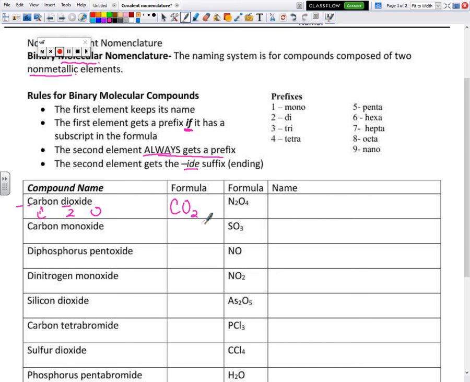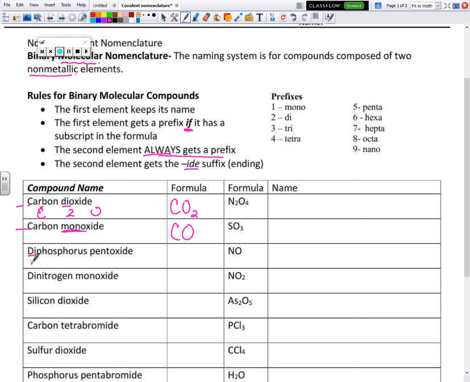So sometimes students get all confused and they want to use charges. Covalent compounds do not form ions. There are no ions in covalent compounds. Ionic compounds have ions. Ions, ionic, right? There are no ions here, so charges don't matter. We're just using prefixes. We have the prefix mono on the second one, 1 carbon, 1 oxygen, carbon monoxide.